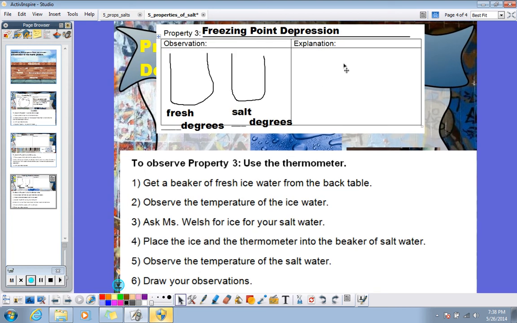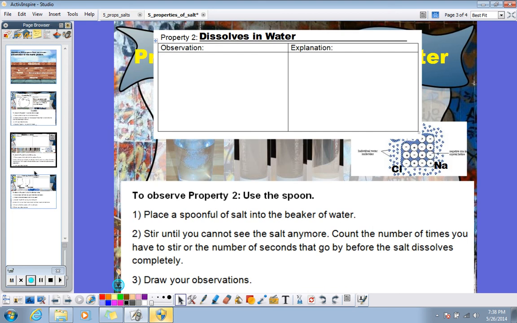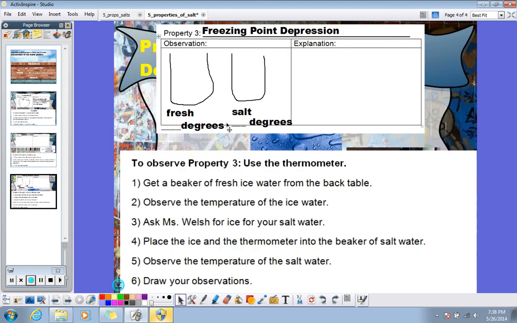And then it's really important to make sure you do a really good job here, because you will be using all these notes to make a really nice poster for your presentation. So you right now have a few jobs. You need to observe property 1, you need to observe property 2, you need to observe property 3, you need to write your explanations for all of that, and then you need to be ready to make your poster. If you have questions, you can of course raise your hand and I will come right over.